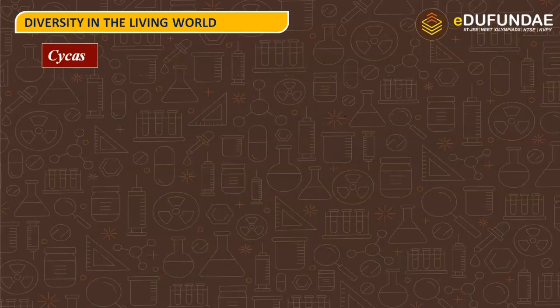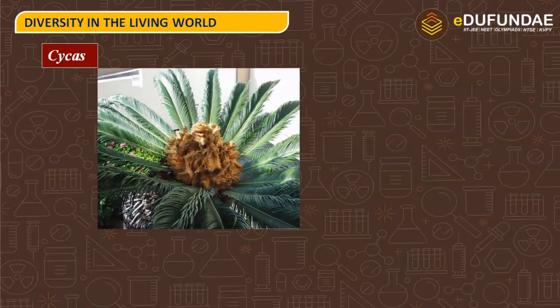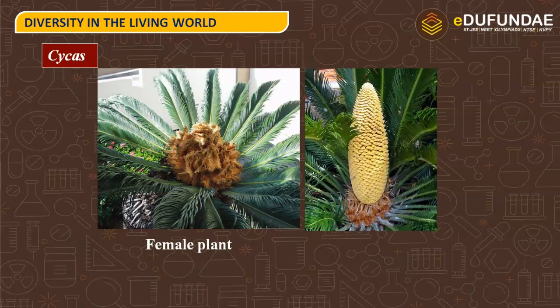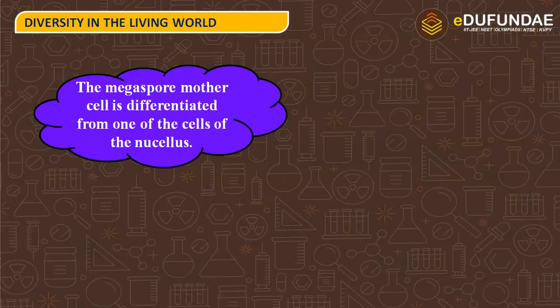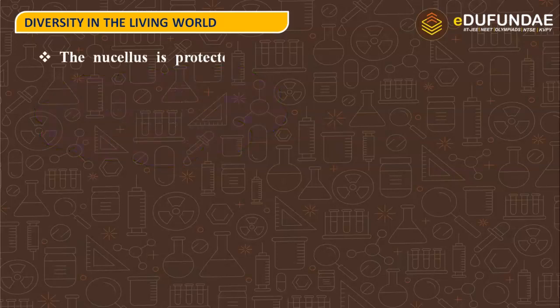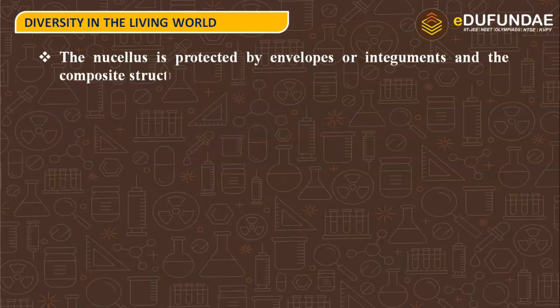Whereas in case of Cycas, we see that there is only the presence of the female. This is a female plant and this is the male plant. That means the megasporophyll and microsporophylls respectively, and they are on separate plants. The megaspore mother cell is differentiated from one of the cells of the nucellus. The nucellus is protected by the envelopes or the integuments, and the composite structure is called the ovule.